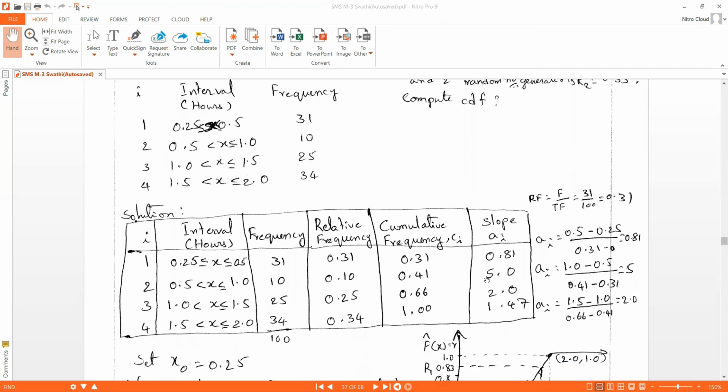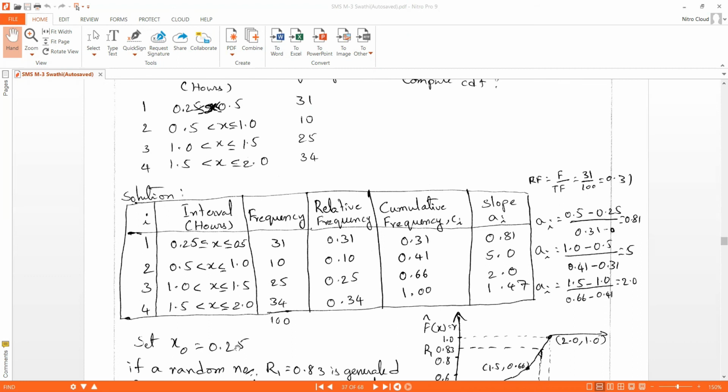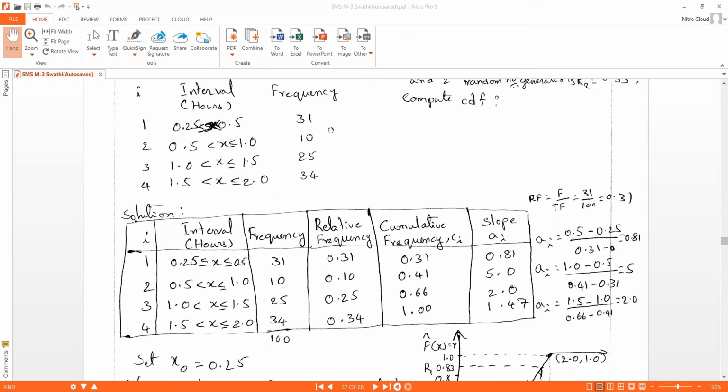Okay, now we'll tabulate it. The i values, the intervals, and the frequencies are given in the problem, so we'll write them as they are. Now we need to find the relative frequency, that is frequency divided by total frequency. Total frequency, if we calculate 31 plus 10 plus 25 plus 34, we will get 100.